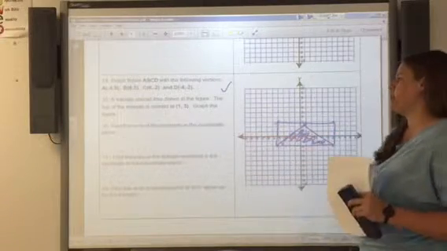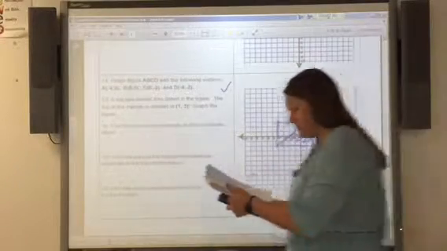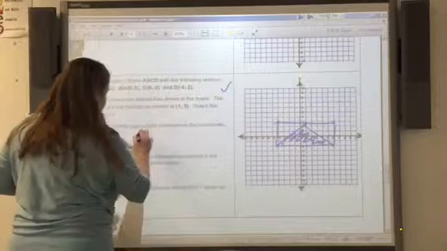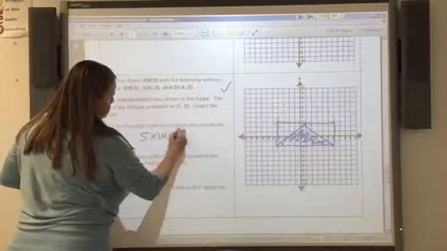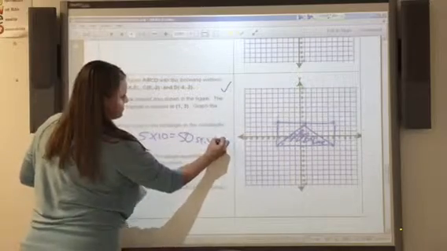So this is find the area of the rectangle. So this is going to be 5 times 10, which would be 50 square units.